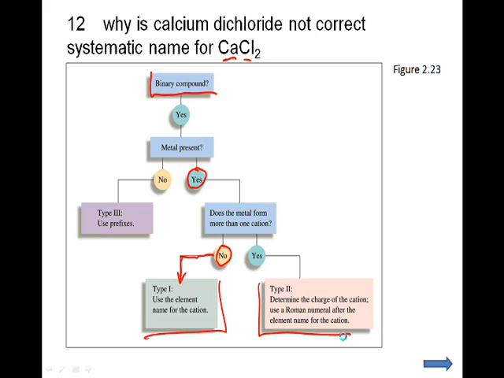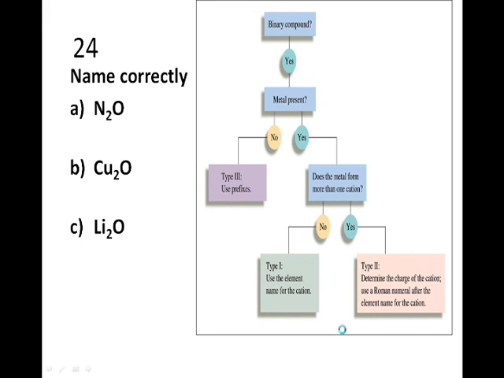And I guess, why is calcium dichloride not correct? Remember, here we're looking at a systematic naming method where we all have to follow the same rules. These are the rules used by the International Union of Pure and Applied Chemistry, and this is the system that's been developed. So I think you will find, if you're struggling with these, go to the flowchart, say binary compound.